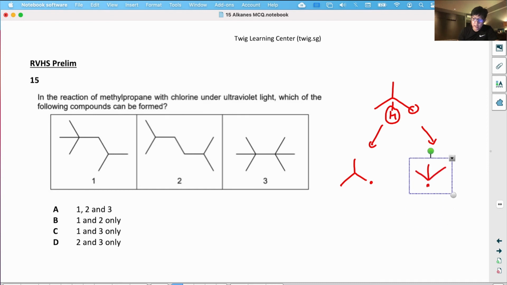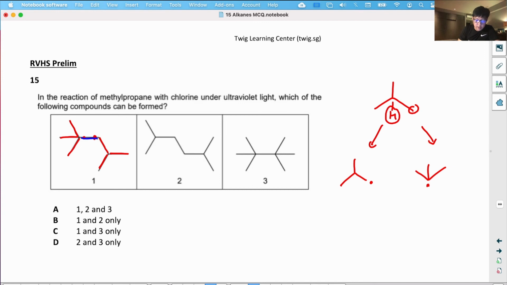All right, so let's see how you get these products. So the first compound can be formed. All these are formed in the termination step. So can you see that this is one of it, and this is the other one. You see, and then that's where they form the bond.